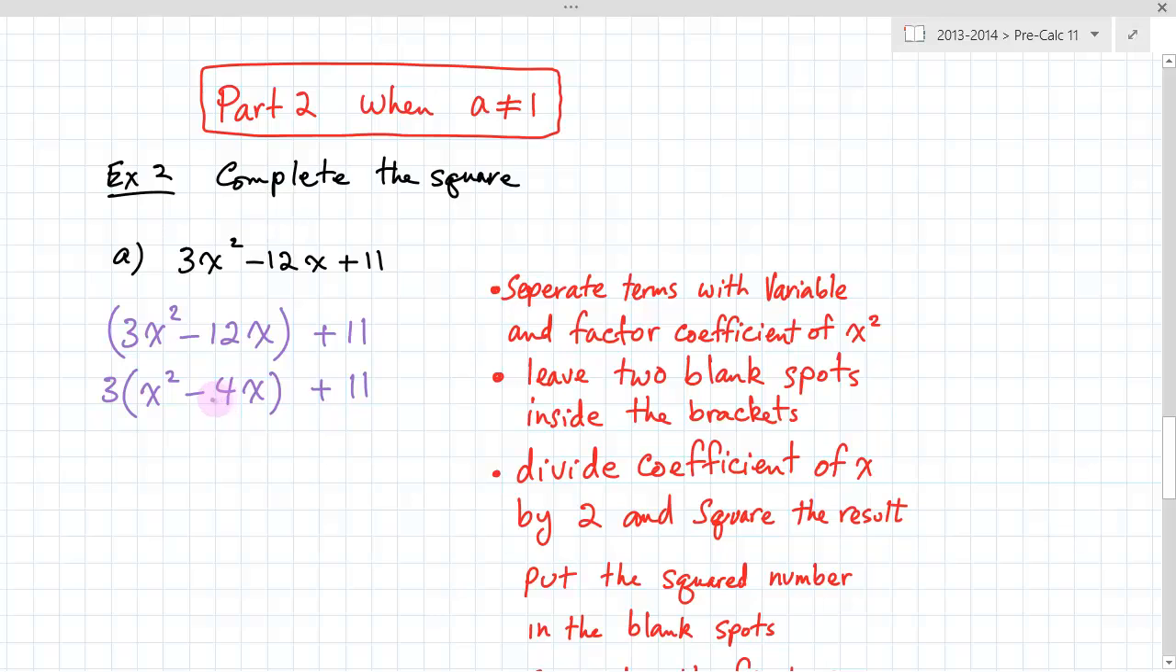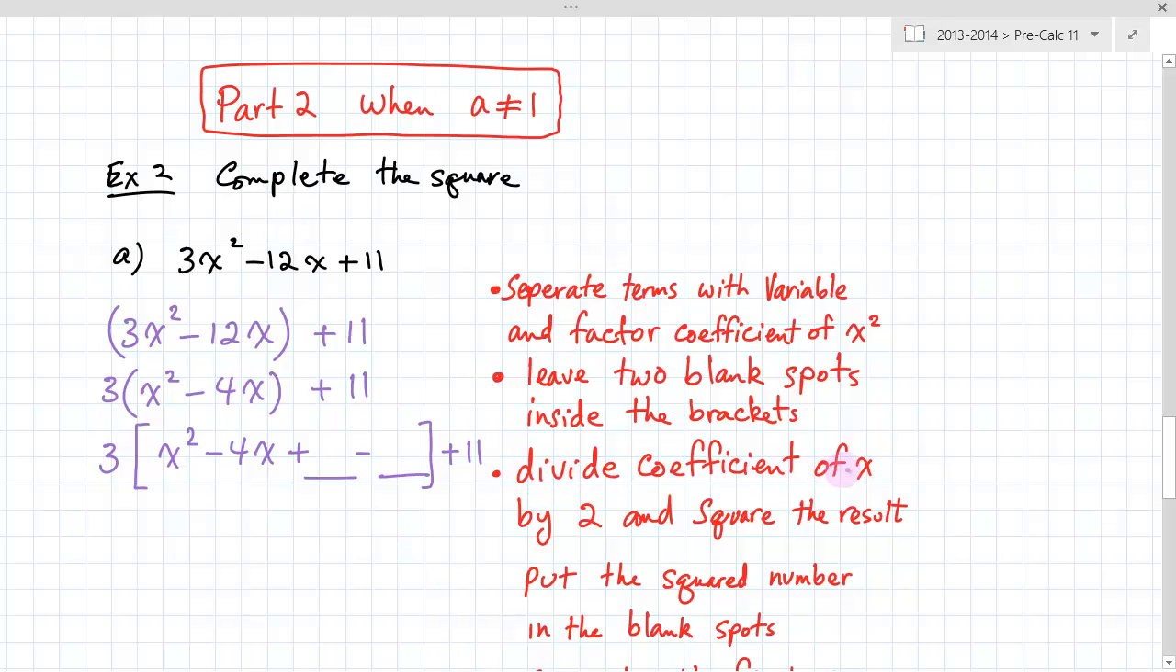Leave 2 blank spots inside the brackets. So now we go inside the brackets and do whatever we did to the other one. But I'm going to add square brackets here. You should do that too. I'm going to go x squared minus 4x plus a blank spot minus a blank spot, square bracket closed, plus 11 on the outside.